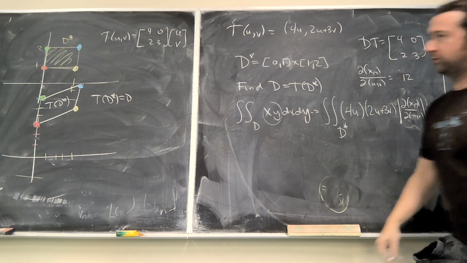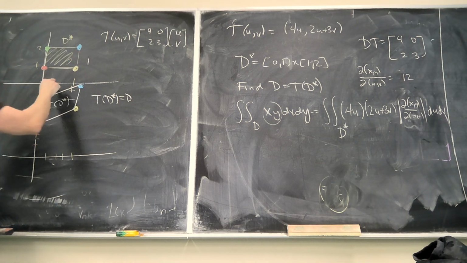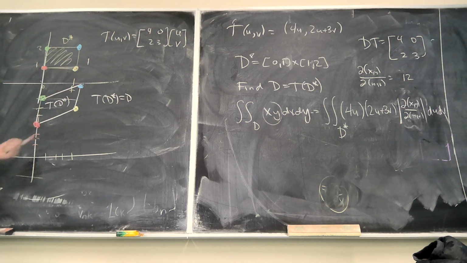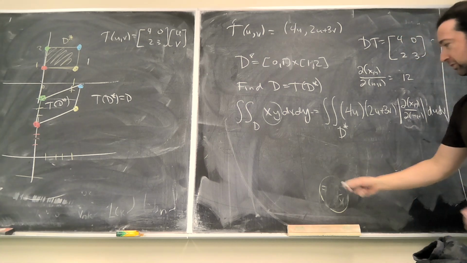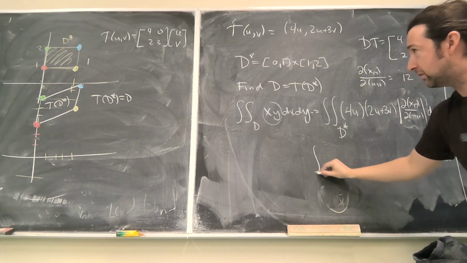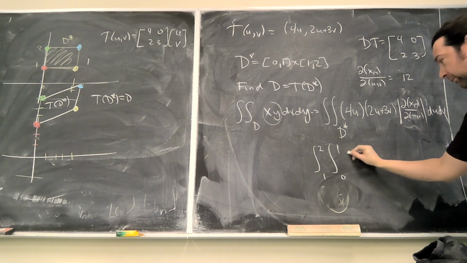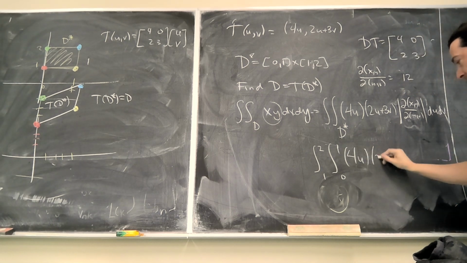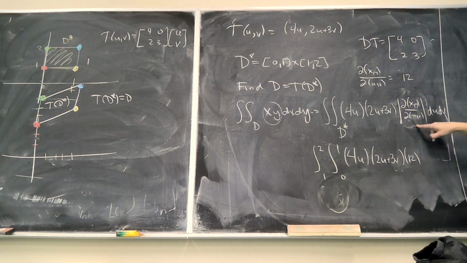I guess maybe we should believe that, because if the area of the original rectangle here was 1, because it was 1 wide by 1 tall, the area of this is definitely bigger than 1. So you get blown up as you come over from uv into xy. So if I was just doing a setup question, this would turn into the integral from 1 to 2 of the integral from 0 to 1 of 4u times 2u plus 3v times 12, because that was the distortion factor, and then the 0 to 1 was in the u direction, and the 1 to 2 is in the v direction.